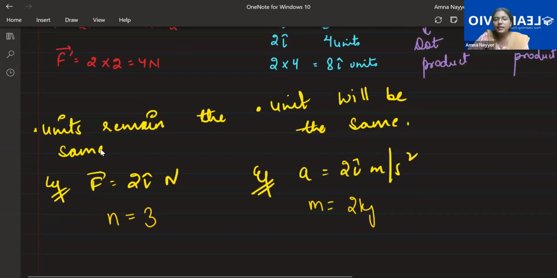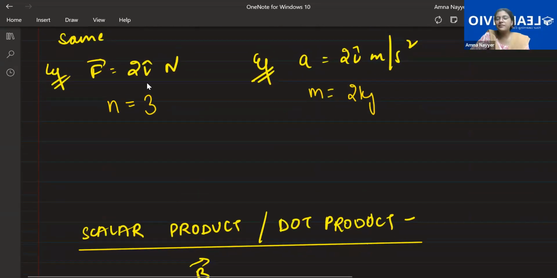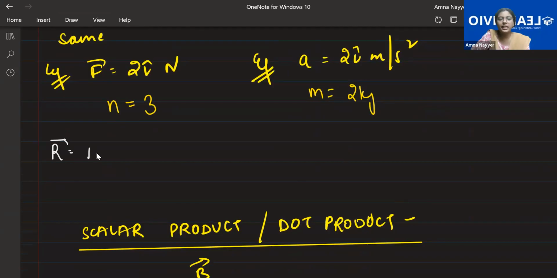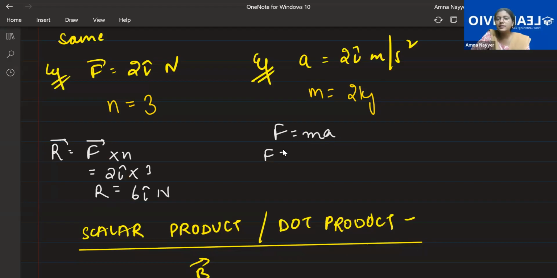Now see, units remain the same in both the cases. Like this was an example which I was telling you. Let's say F is a vector 2 I cap, and the number is, let's say, 3. When I want the resultant, the resultant will be F into n, meaning n times F. So 2 I cap into 3 will become 6 I cap Newton. This is the resultant. Or when a vector is being multiplied to a scalar, F is equal to ma. Force is mass into acceleration. Mass is 2, acceleration is 2 I cap.